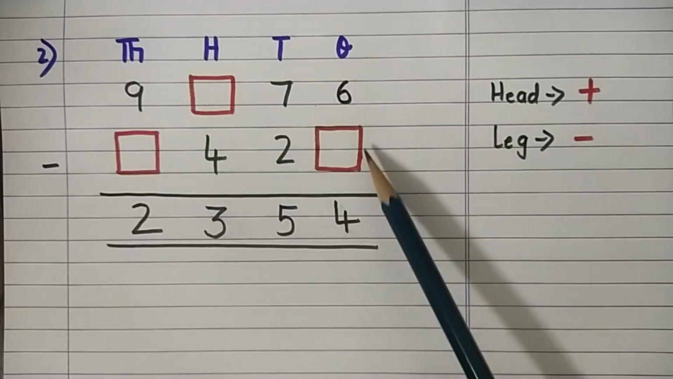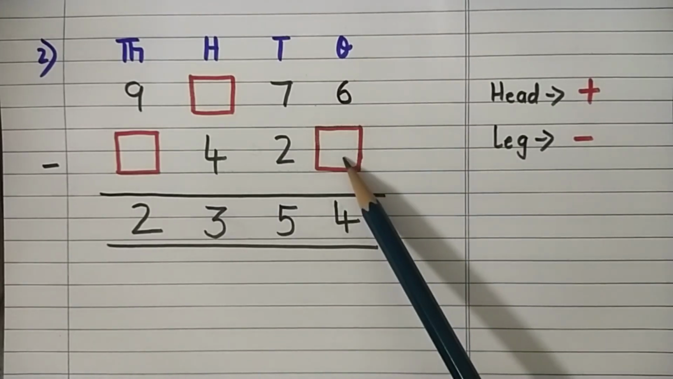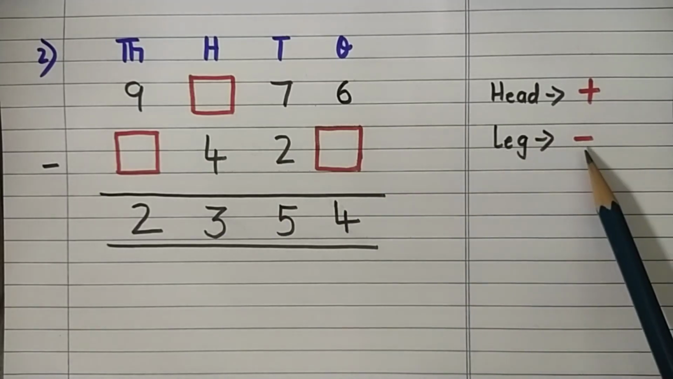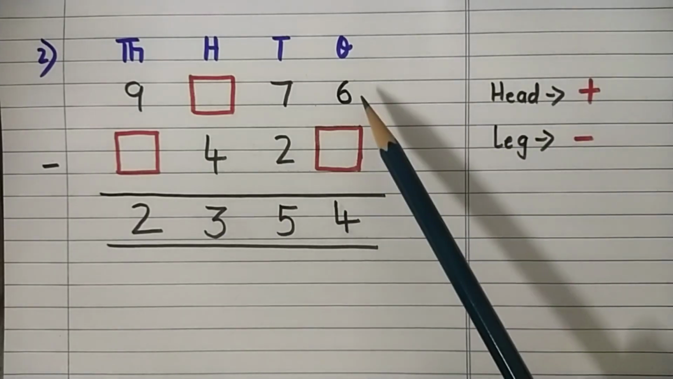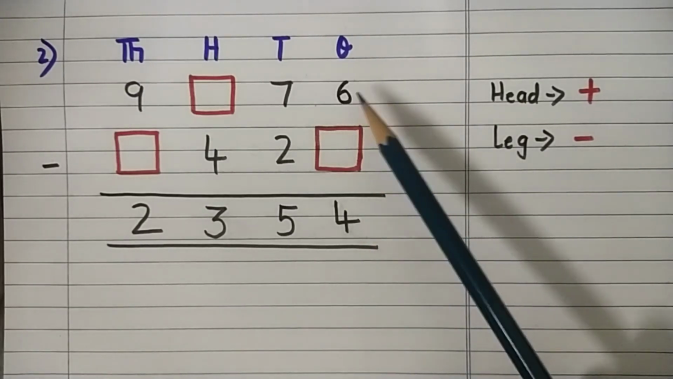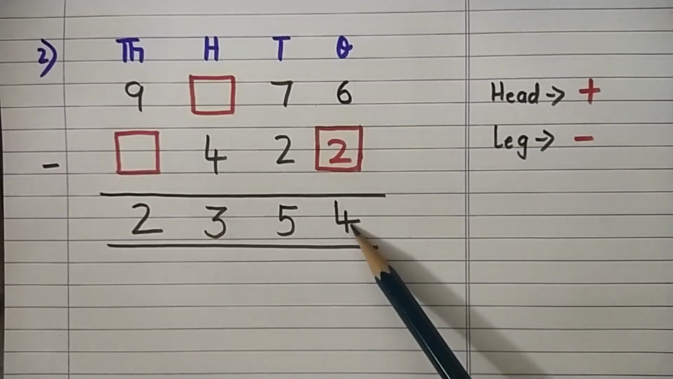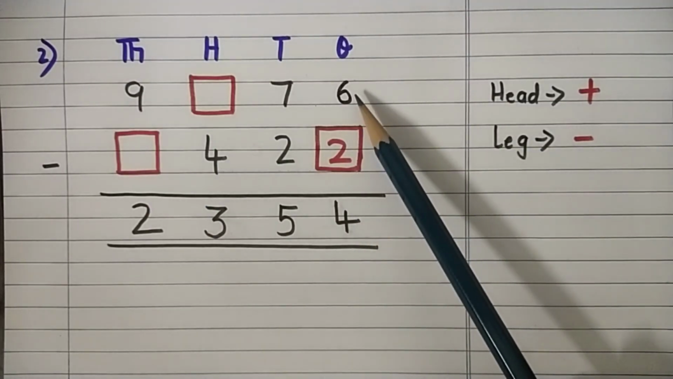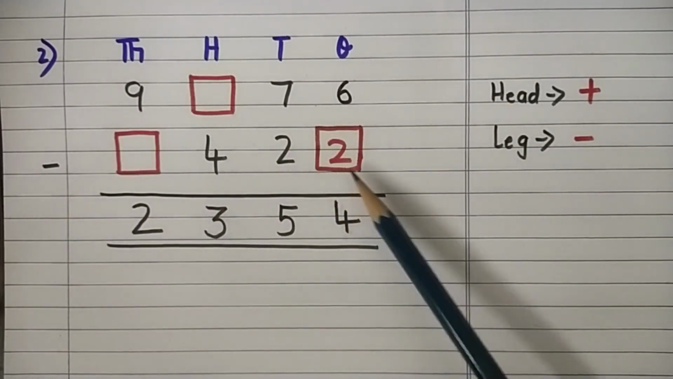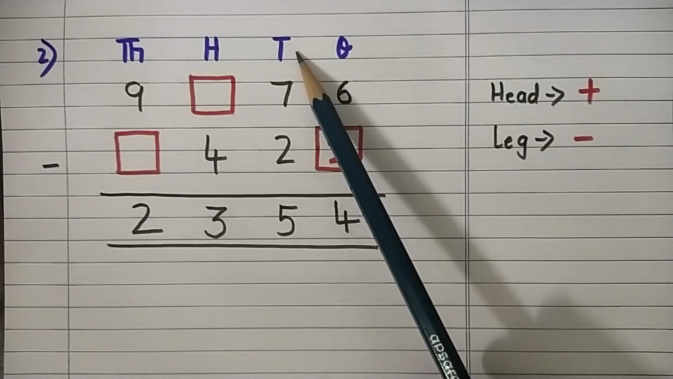See the ones place. What is missing? You tell me. Yes, you are all correct. The leg is missing. If the leg is missing, what do we need to do? Subtract the leg from the head. 6 minus 4. What will you get? It's 2. So write 2 here. Shall we check, children? 6 minus 2 gives 4. Okay, it's correct. Now moving to the tens place.